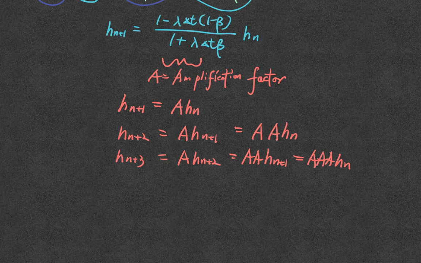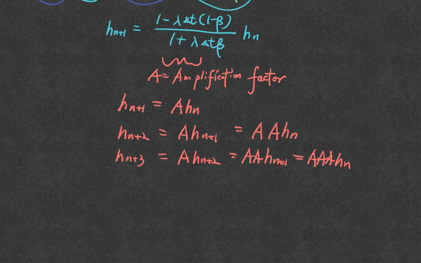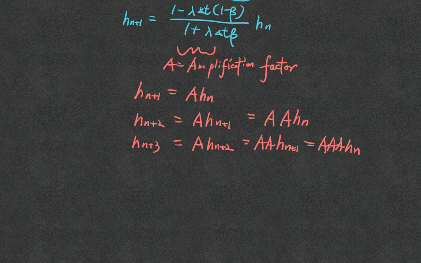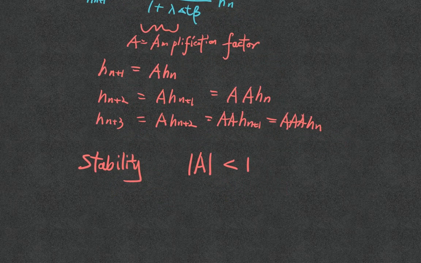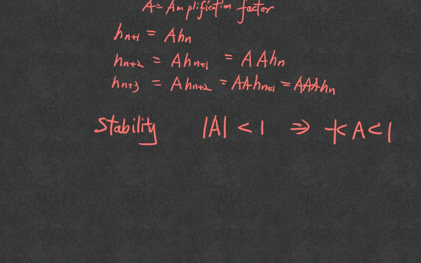In order for stability, if you want your solutions to remain finite, providing that your underlying physical problem is stable, the absolute value of A has to be smaller than 1. Does that make sense? So what happens if the absolute value of A is smaller than 1? Exactly, it gives no capacity for h to become infinite. You understand what I'm saying? So this implies A must be smaller than 1 and larger than minus 1, but not the other way. So what you would have from the stability is this term.